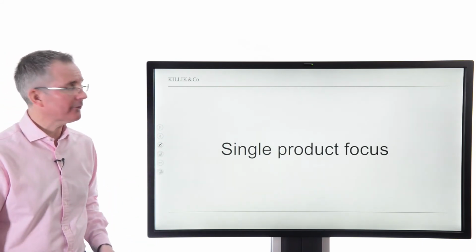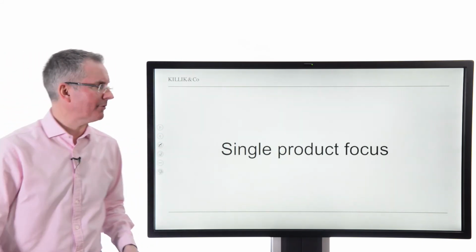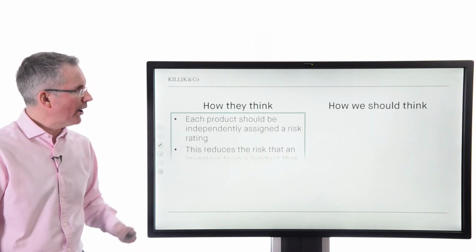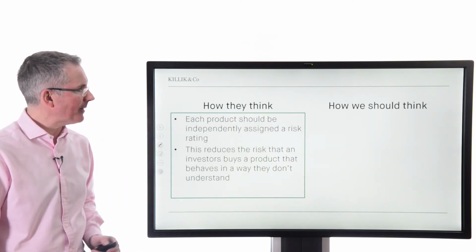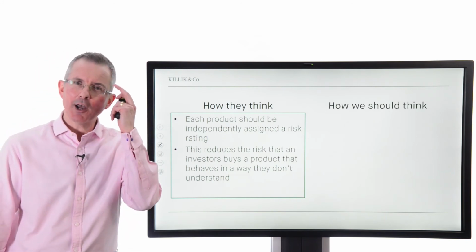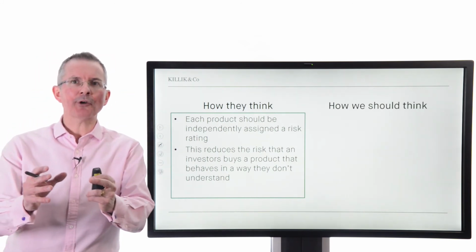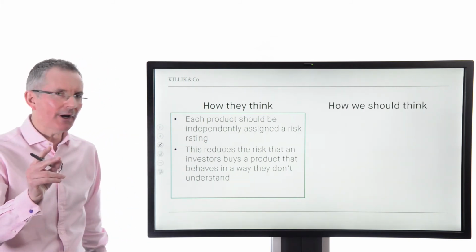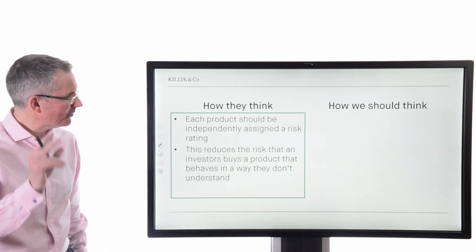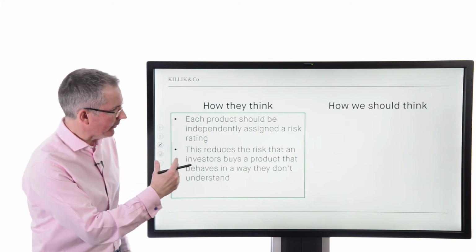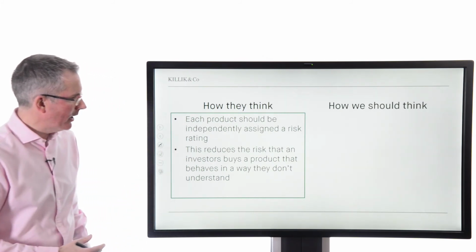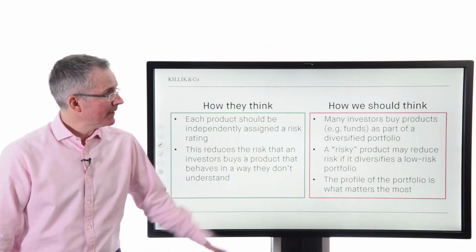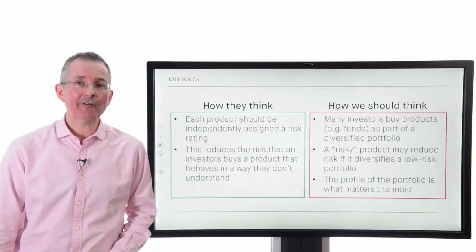Now the single product focus. I mentioned this before. This is like the third criticism, if you like, of the KID document and the way that this whole thing's been thought through. So what do the EU think? Each product should be independently assigned a risk rating. So it's very much a product mindset. It's almost like you're going to buy one product off the shelf, keep it forever, and that's all you'll ever do. But is that realistic? Is that how people actually invest, particularly in the UK? So this reduces the risk, they think, that an investor buys a product that behaves in a way they don't understand. Valid aim, but many investors buy products as part of a diversified portfolio.